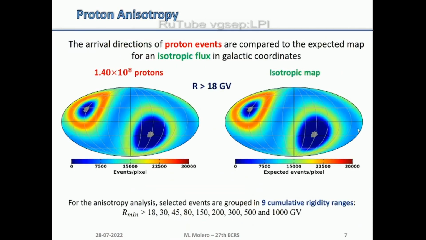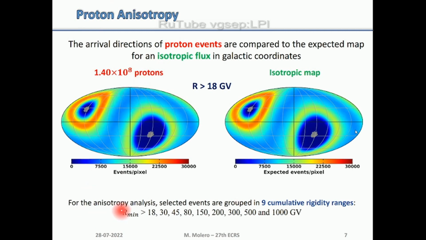Once we have all these ingredients, we can compute the anisotropy. For that, we have to compare our map of events with a reference, which typically describes the response of the detector to an isotropic flux. This is very important because the comparison of the map of events with our reference will give us our anisotropy. As an example, I show here the map of proton events for rigidities above 18 GeV, where we have a total of 140 million events.